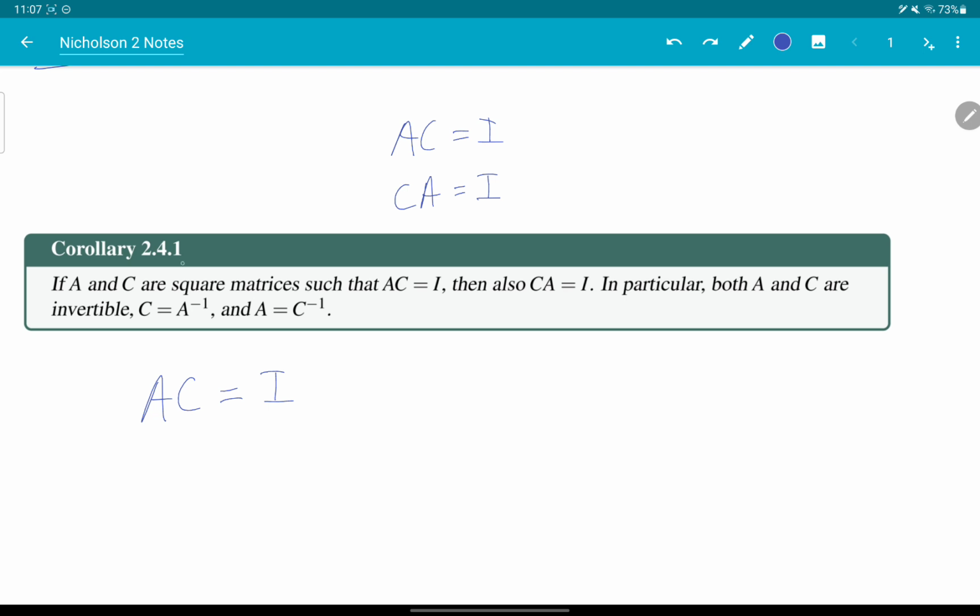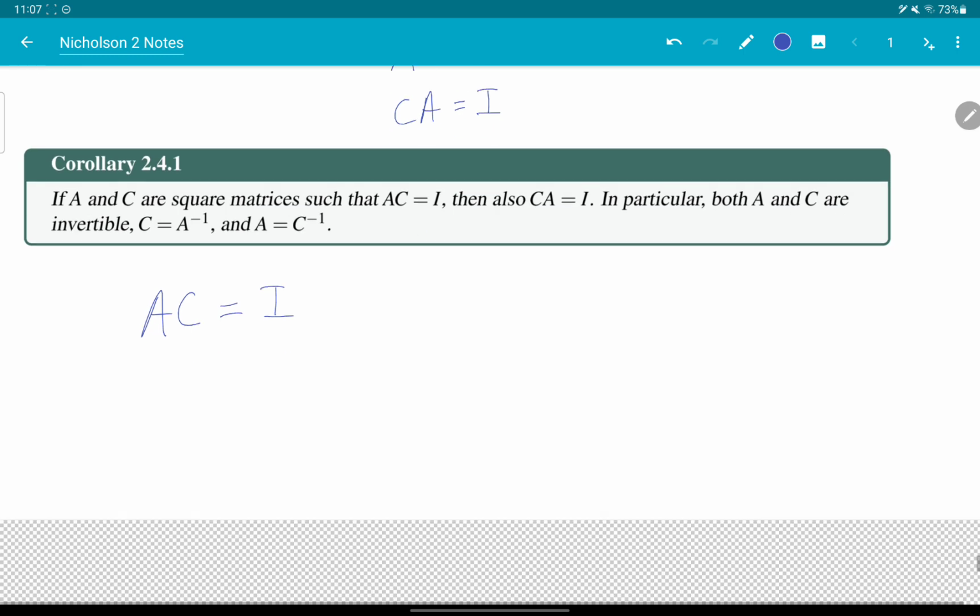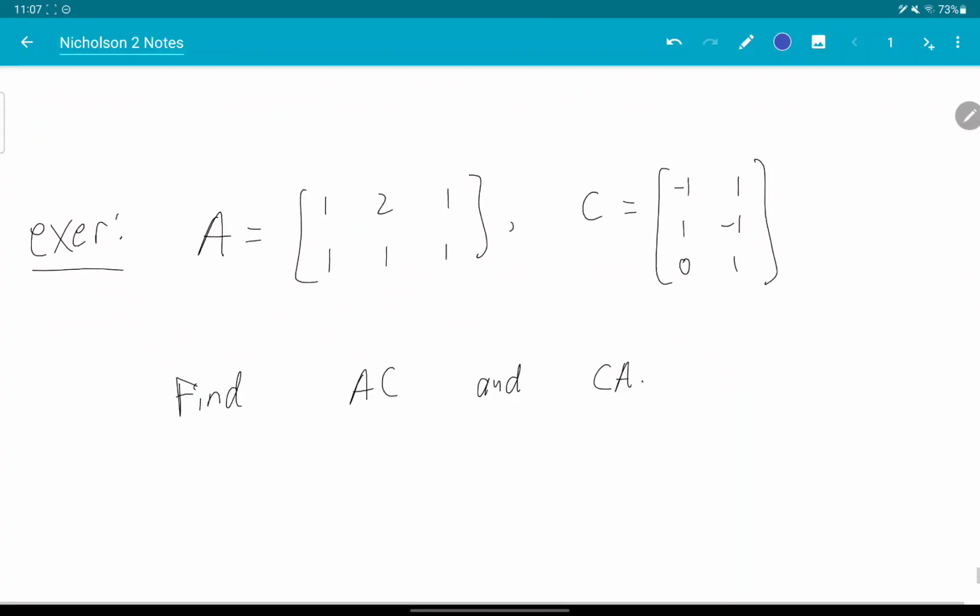Okay, so again, in the case of square matrices, I don't need both equations, I just need one. But the matrices must be square. Let's see an example to illustrate that.